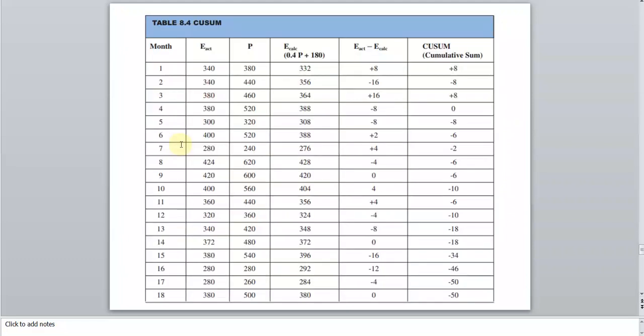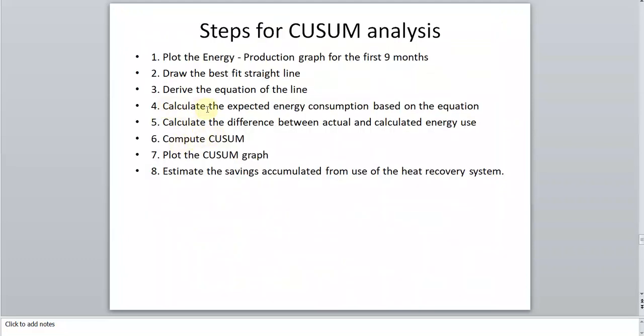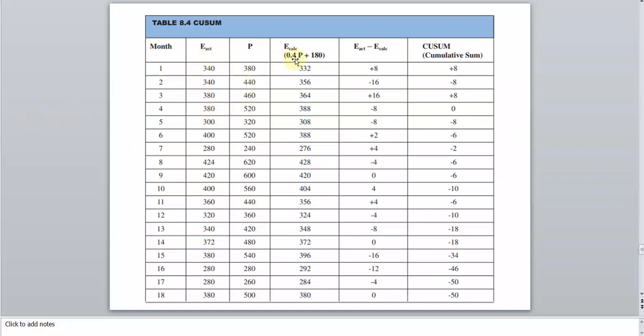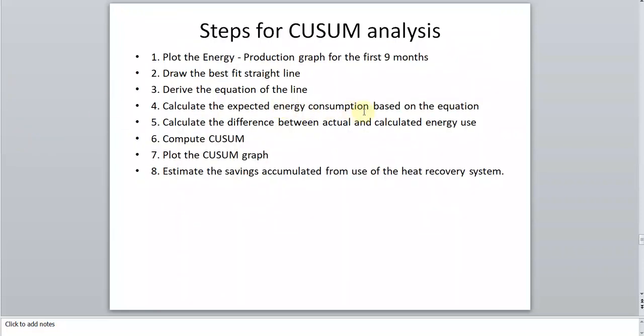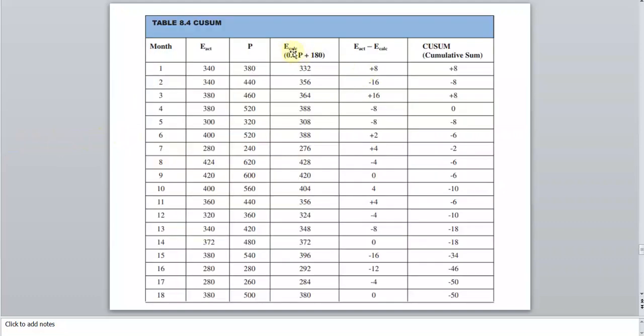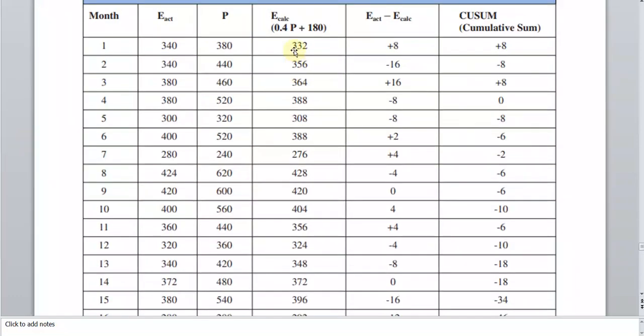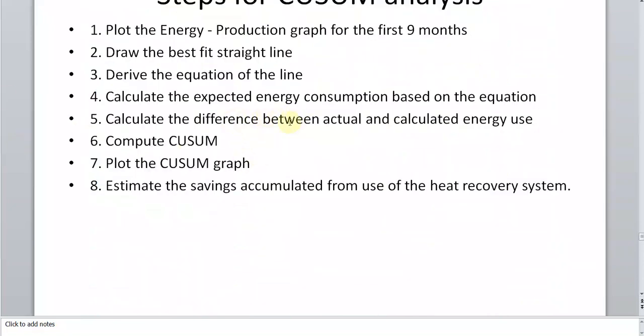Now step number 4, we have to calculate the expected energy consumption based on the equation. Expected energy consumption means we use the equation 0.4 p plus 180, put the values in the equation, and find the expected energy consumption. This E calc is nothing but the expected energy consumption based on the equation of the line.